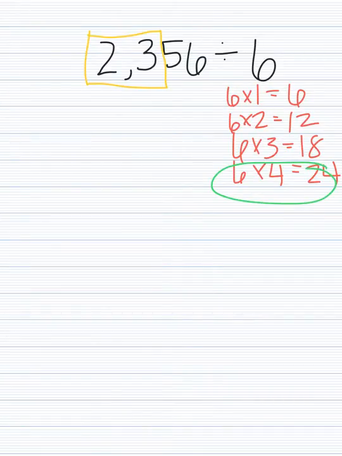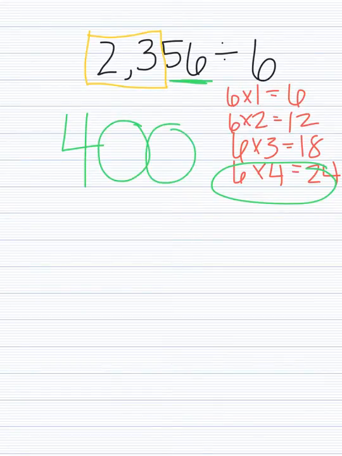So 6 times what equals 24? Oh, it was 4. So we write that down. And then we have these extra 2 digits right here. So then we add on 2 zeros in our answer. So 2,356 divided by 6 is about 400.